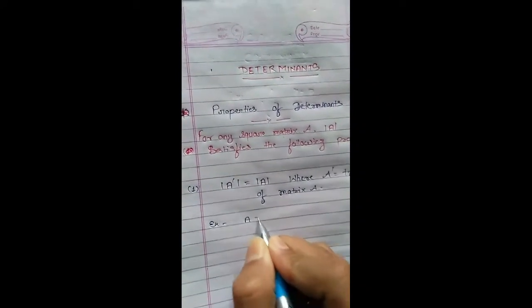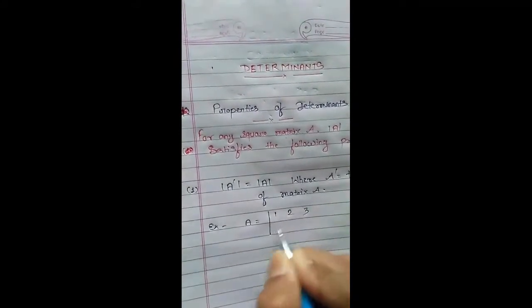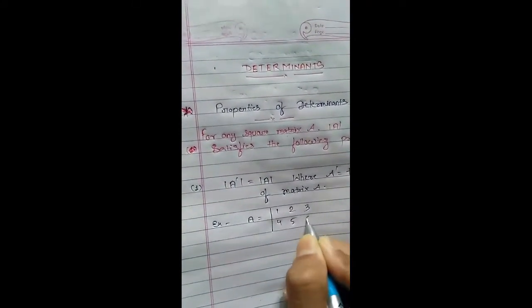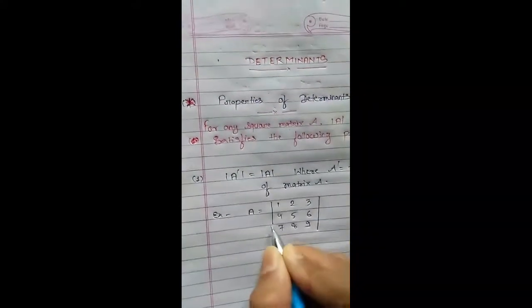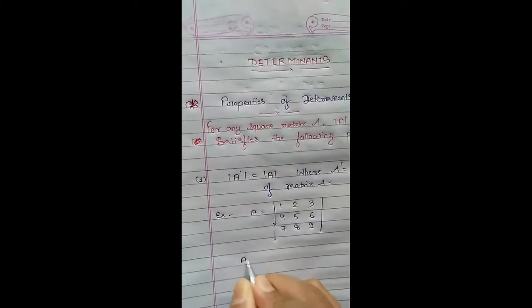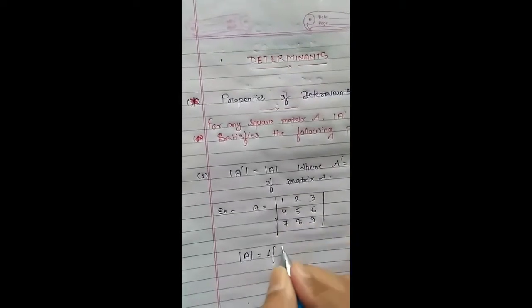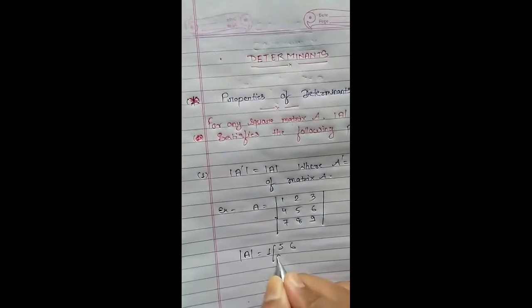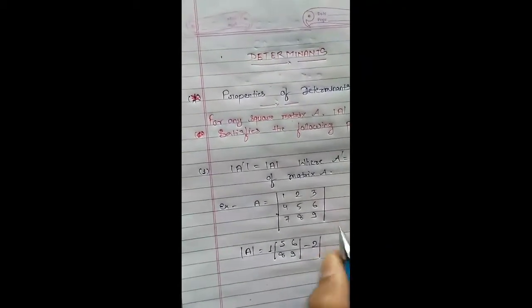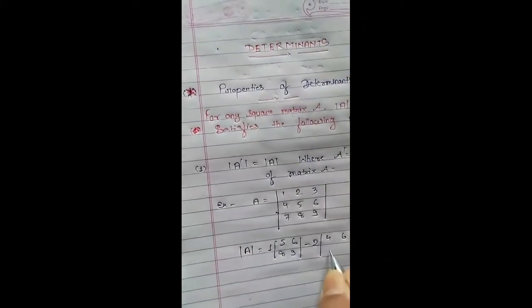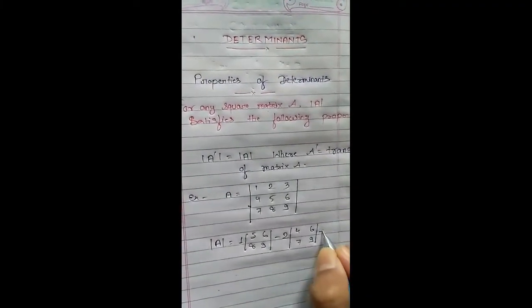Suppose A is the matrix 1 2 3, 4 5 6, 7 8 9. Now find the determinant of A. Determinant of A is 1 times (5 6, 8 9) minus 2 times (4 6, 7 9) plus 3 times (4 5, 7 8).